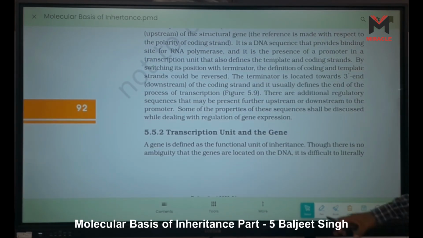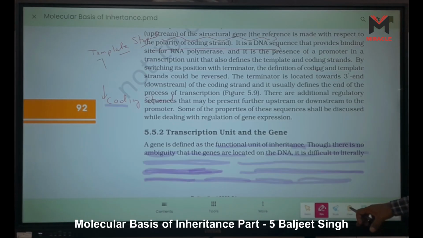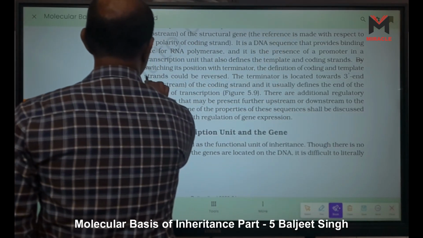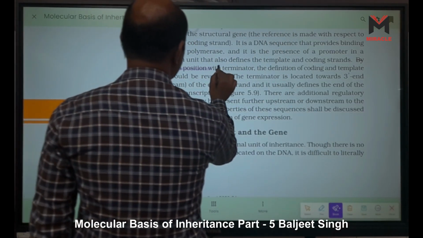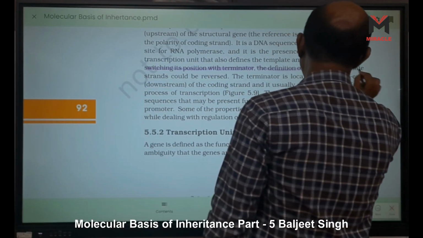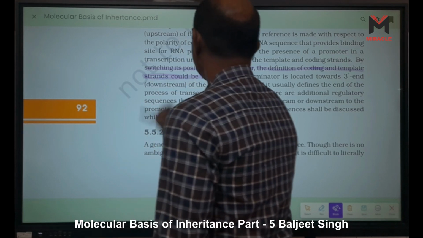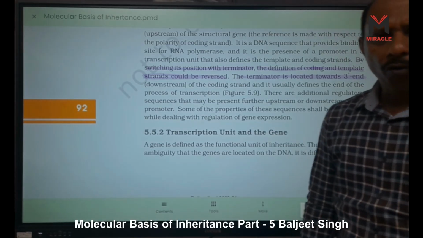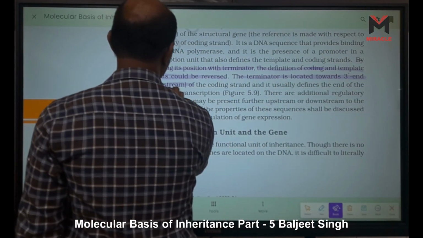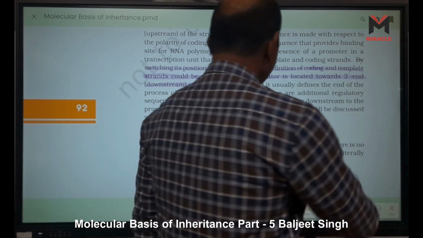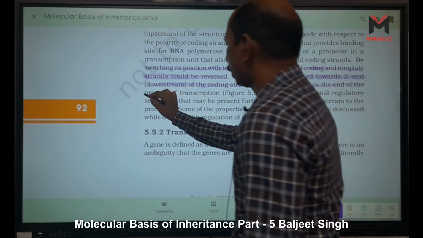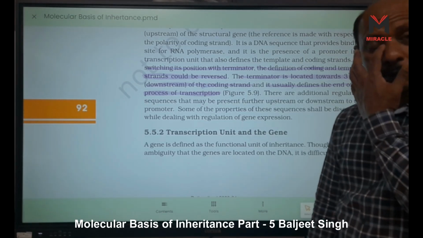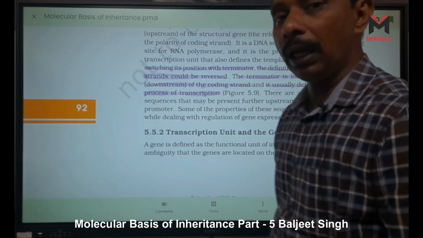By switching its position with the terminator, what happens? The definition of coding and template strand would be reversed. The terminator is located toward the 3 dash end of the coding strand, that is, downstream of the coding strand, and it usually defines the end of transcription. That's why it is called downstream. And because transcription is initiated at the 5 dash end, that is called upstream, right?